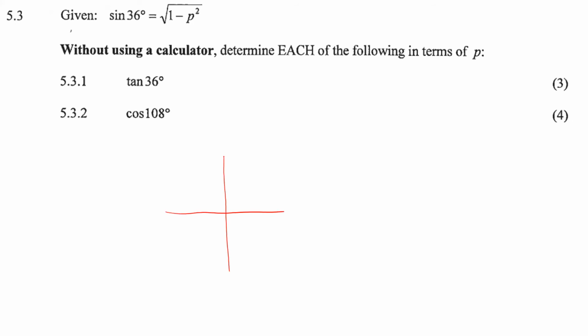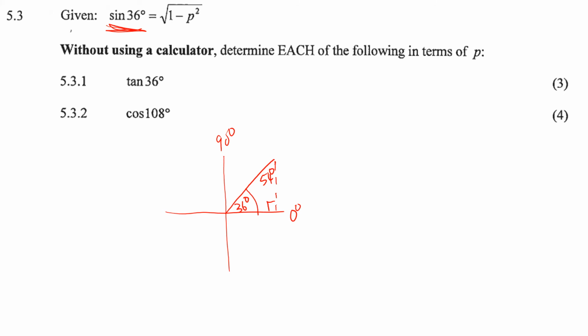So where is 36 degrees? We know this is 0 degrees, 90 degrees. Obviously 36 degrees is in the first quadrant, meaning our right angle triangle will be in the first quadrant. We have 36 degrees here, so it's advisable that we also get that other angle. You use the sum of angles of a triangle to get it. So it will be 180 minus 36 minus 90, which will give us what? 54 degrees.